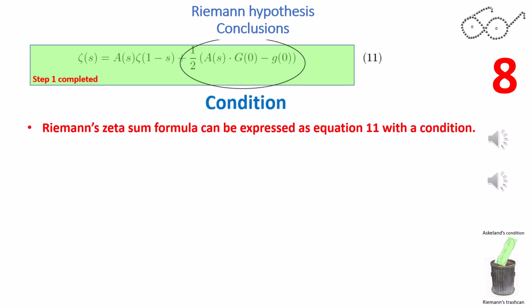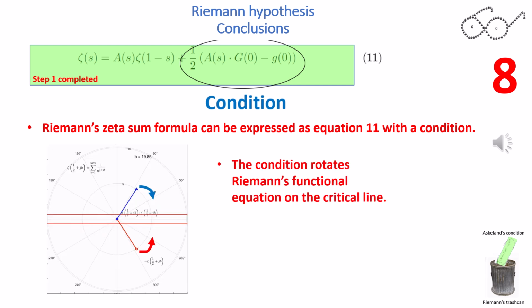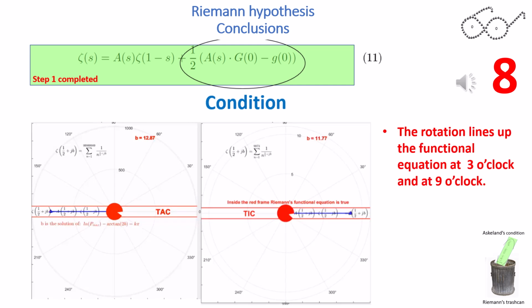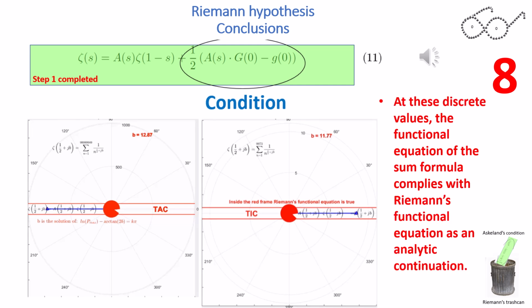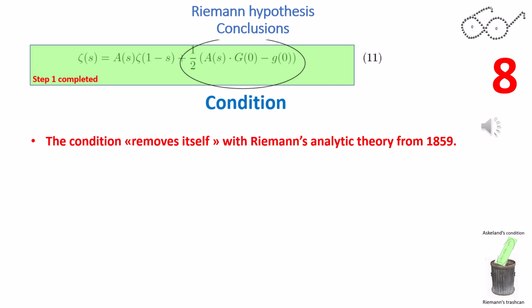Conclusions. Riemann's zeta sum formula can be expressed as equation 11 with a condition. The condition rotates Riemann's functional equation on the critical line. The rotation lines up the functional equation at 3 o'clock and at 9 o'clock. At these discrete values, the functional equation of the sum formula complies with Riemann's functional equation as an analytic continuation. The condition removes itself with Riemann's analytic theory from 1859.